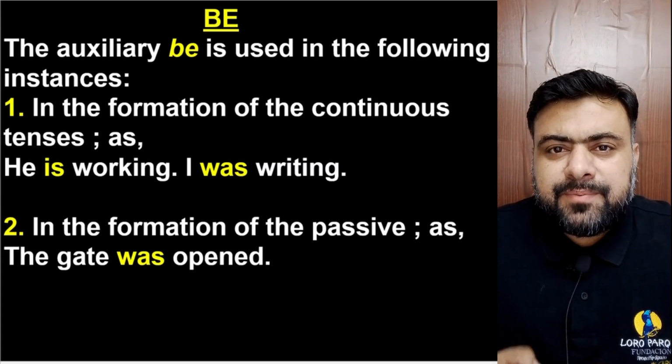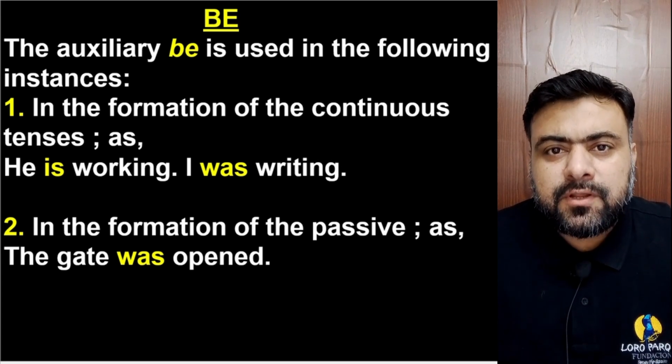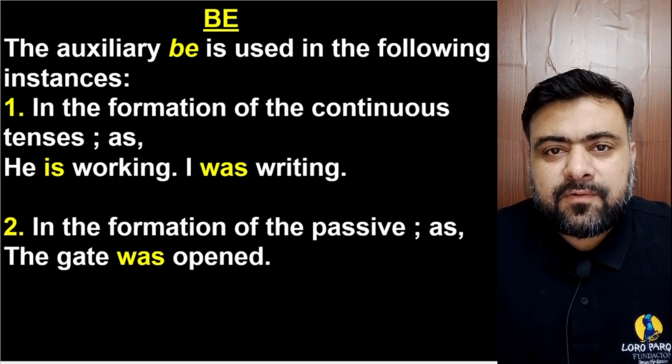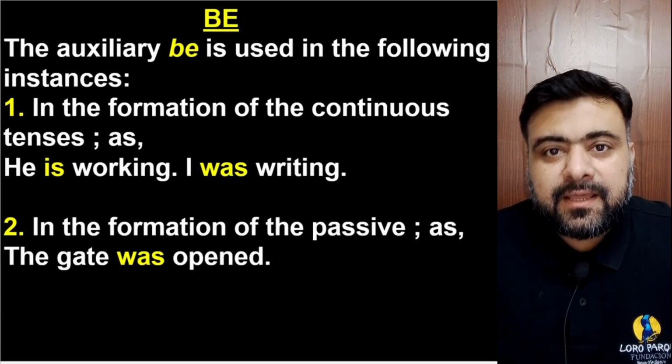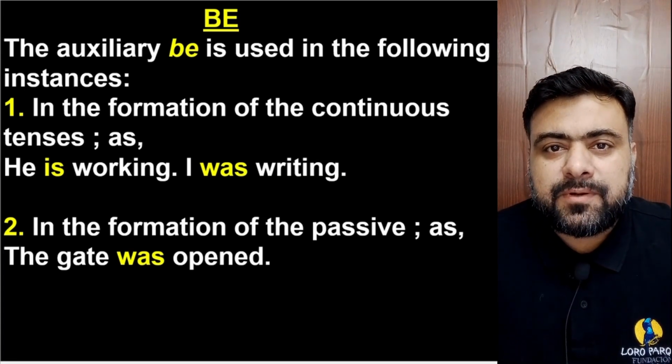The auxiliary verb be in its different forms is also used for the formation of the passive tense. For example, the gate was opened. Was is an auxiliary verb be, and it has been used with another ordinary verb, that is opened.